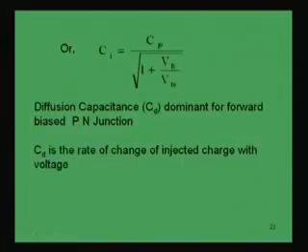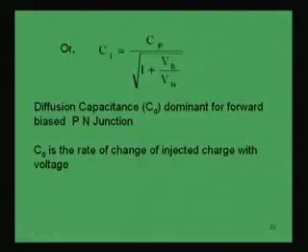Here Vr is the reverse bias potential, reverse bias or reverse voltage. Vbi is the open circuit built-in potential. So, this is called junction capacitance or transition capacitance also. This is very prominent in the case of reverse biasing PN diode.